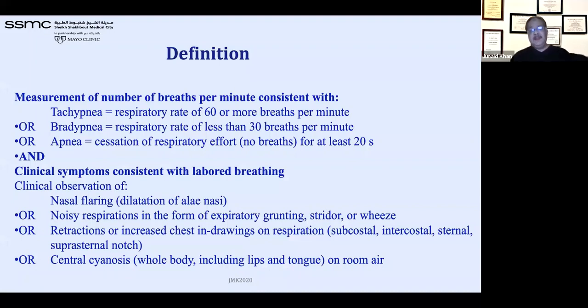So this is the main thing you have to understand: first of all, what is the meaning of tachypnea, bradypnea, and apnea? And you all know better than me, a respiratory rate of 60 or more breaths per minute is tachypnea, less than 30 breaths per minute in the newborn is bradypnea, and cessation of respiratory effort means no breaths for at least 20 seconds. Now with that, if you have clinical symptoms, nasal flaring, noisy breathing, grunting, stridor or wheeze, retractions, central cyanosis, all this can add up, and we call it respiratory distress syndrome.